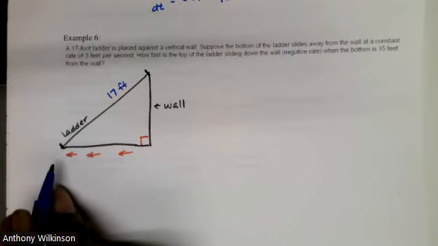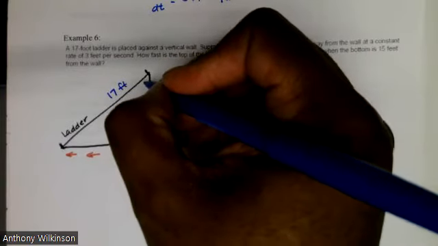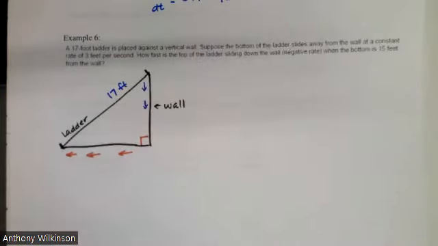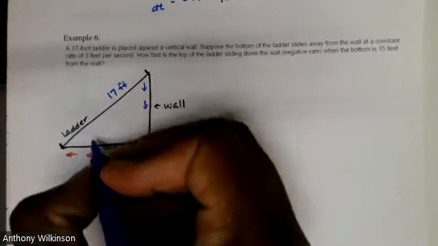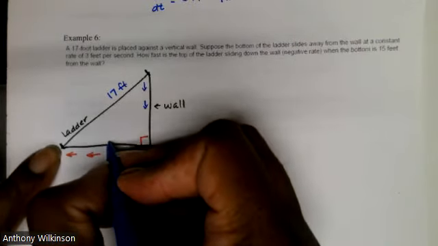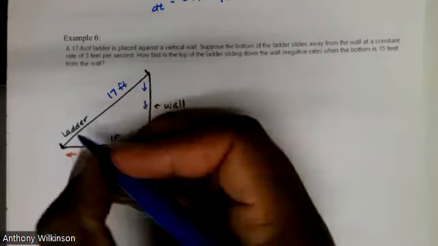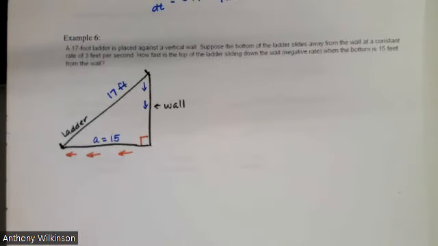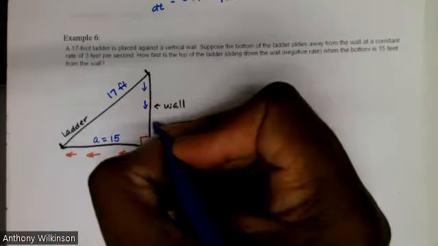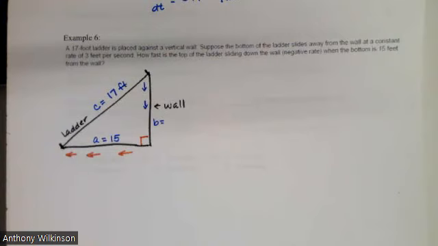Now, we want to find out how fast the top of this ladder is sliding down this vertical wall, because it's going to be coming down this way, when the bottom is 15 feet from the wall. Here's the bottom part. We're going to say that it's 15 feet away. So in this case, we can use the Pythagorean theorem since we're dealing with a right triangle. A is 15. B is what we're trying to find. C is 17 feet.